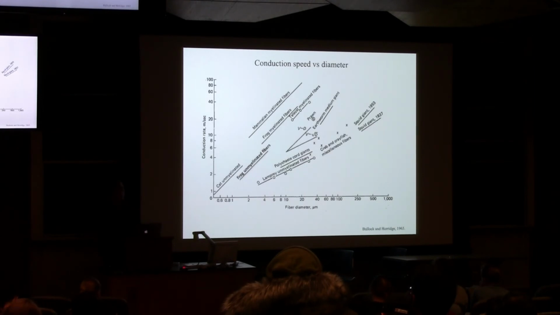Here the conduction speed is plotted against the diameter of the axon. There are two different kinds of axons. When the diameter is thicker, the speed is also faster. There are two different major classes, and the slope is different. In one, the conduction speed is roughly proportional to the axon diameter. Those are the myelinated axons, the axons that have an insulation.